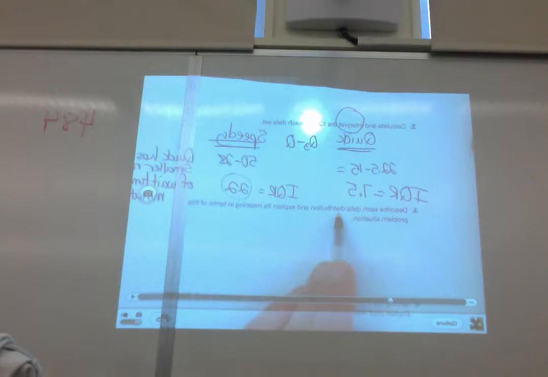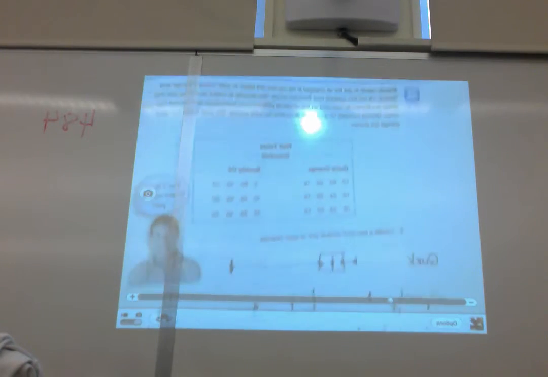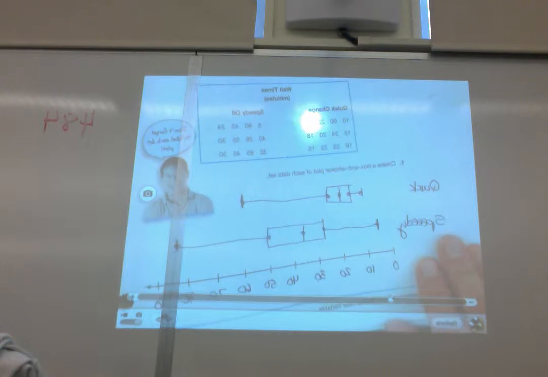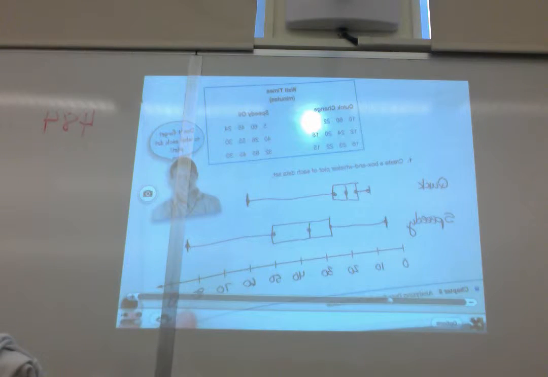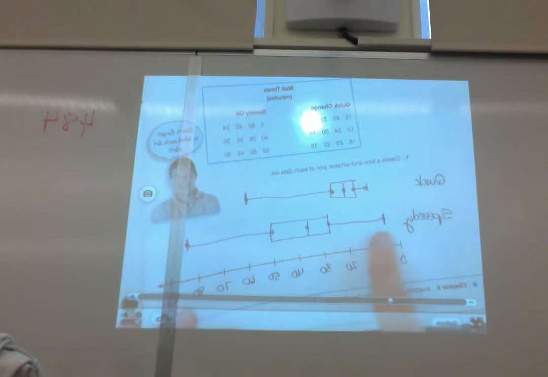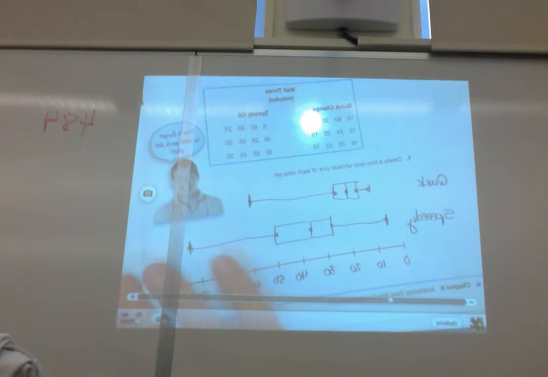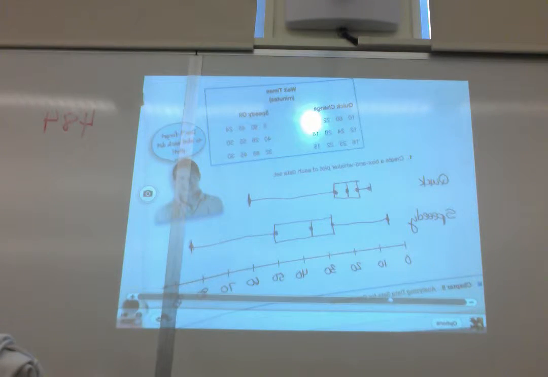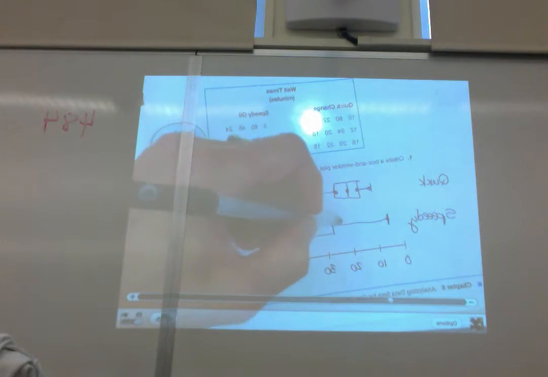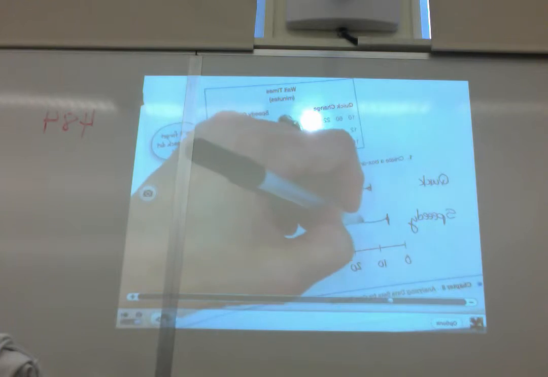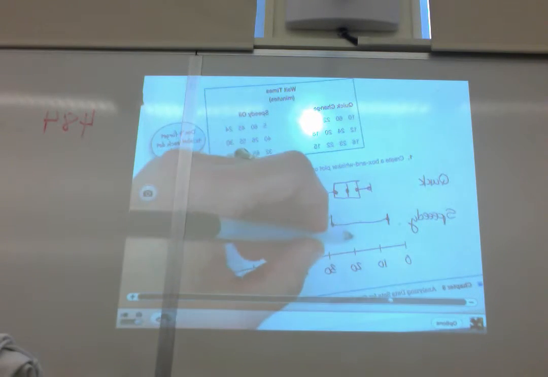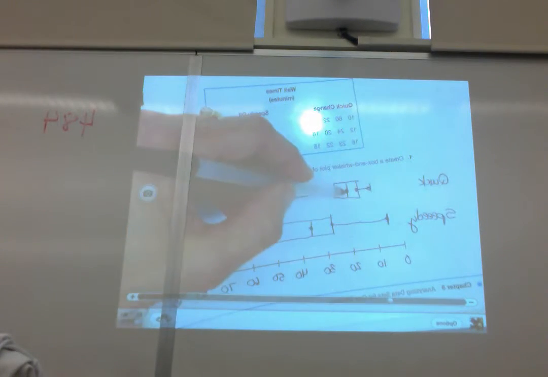Describe the data distribution and explain its meaning. So let's look. That's where we decide, is it symmetric or skewed? What do we see? Skewed right and sort of symmetric. This has a little bit of a skew, but way more symmetric. These two whiskers are closer to the same size than this one.